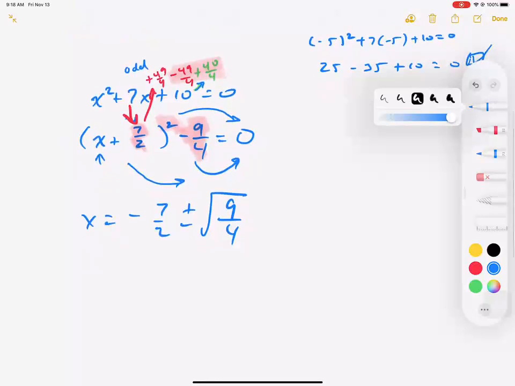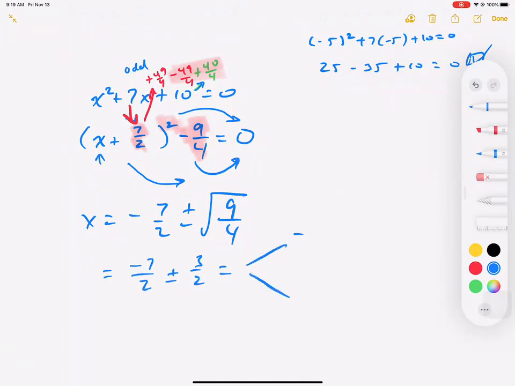Now this last step, we're going to go ahead and do one more step to it, which is let's go ahead and take the square root of 9 over 4: negative 7 over 2 plus or minus 3 over 2. We have two versions: negative 7 plus 3 over 2 and negative 7 minus 3 over 2. So we end up with negative 4 over 2 and negative 10 over 2, which simplify to negative 2 and negative 5.